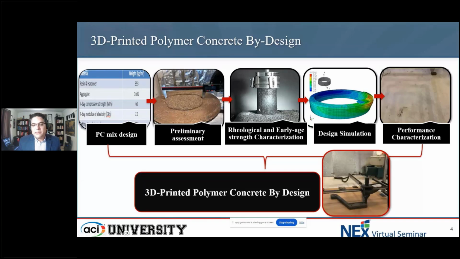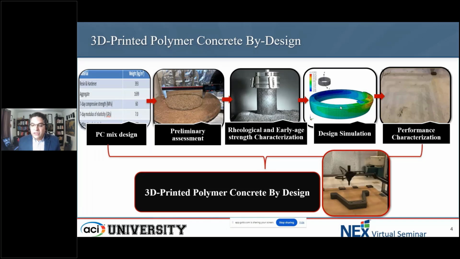And if it is a printable mix, then we move to the next stage, which is the rheological characterization and early age strength analysis, because that is important to be able to model the 3D printing process, as we are showing in the design simulation. That helps us combine material properties and also look at the specific structure we are designing, like the one we are showing down there, for printing.